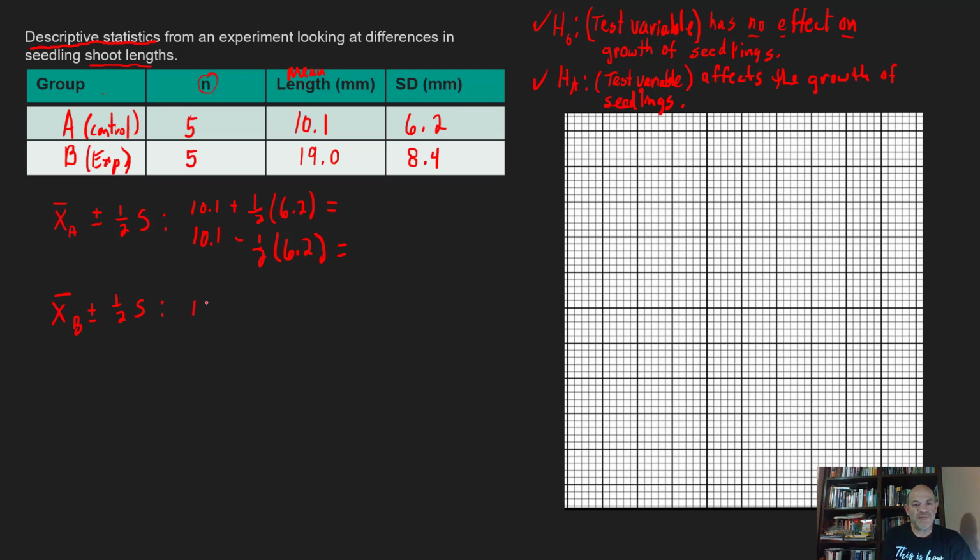Group B, the mean is 19.0. And we need to add 1/2 its standard deviation. The standard deviation for Group B is 8.4.